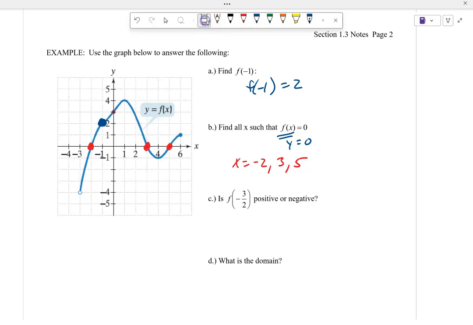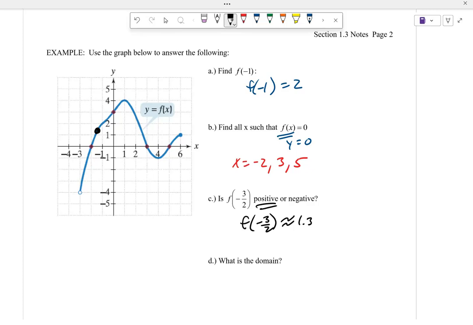Now let's find f of -3 halves. So f of -1.5 is about right here, right? That's between -1 and 2. So it's a positive 1.3 or something like that, right? So it's definitely positive. F of -3 halves is about 1.3-ish. I don't know, but it's positive, and that's all we care about.